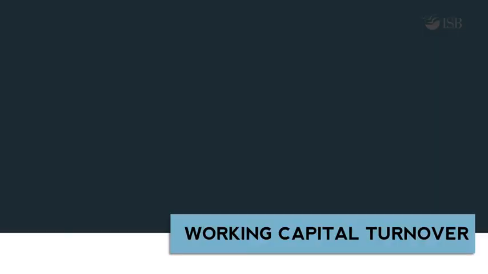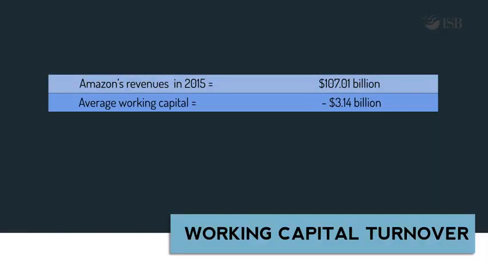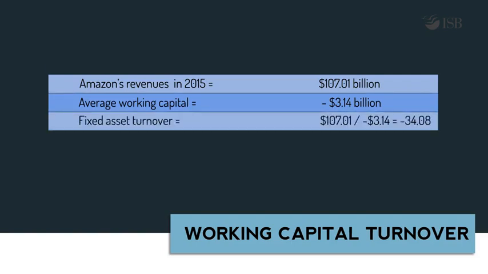Working capital turnover indicates a company's effectiveness in using its working capital. That is, does it generate enough revenues using its working capital? Amazon's average working capital in 2015 was a negative $3.14 billion. Given its revenues of $107.01 billion in 2015, Amazon has a working capital turnover of negative 34.08.